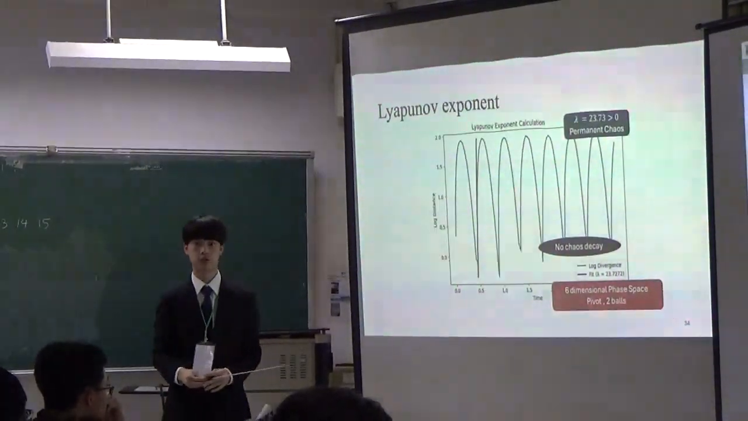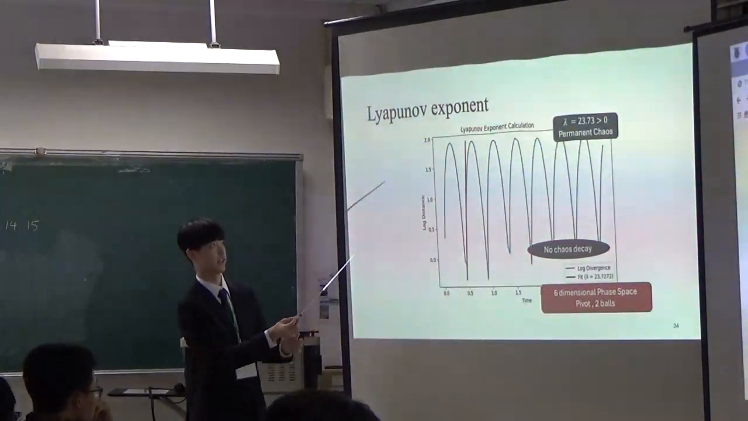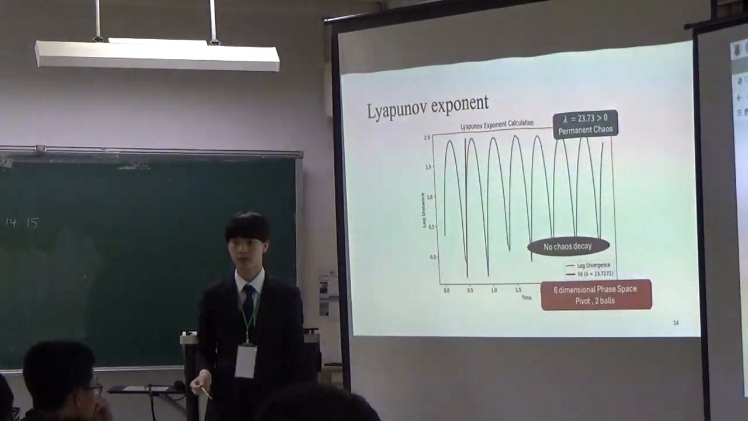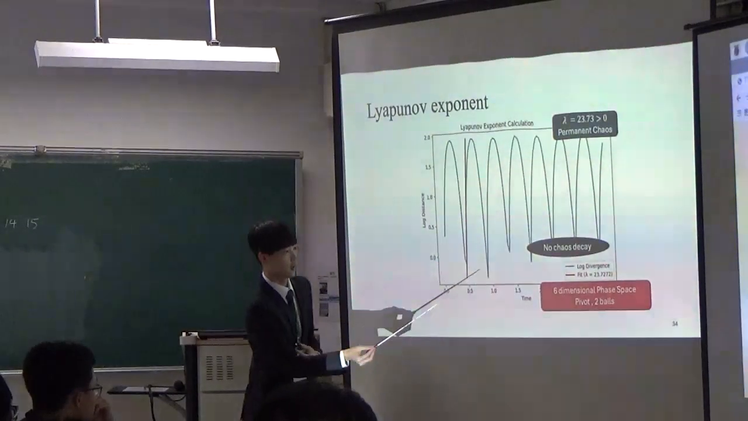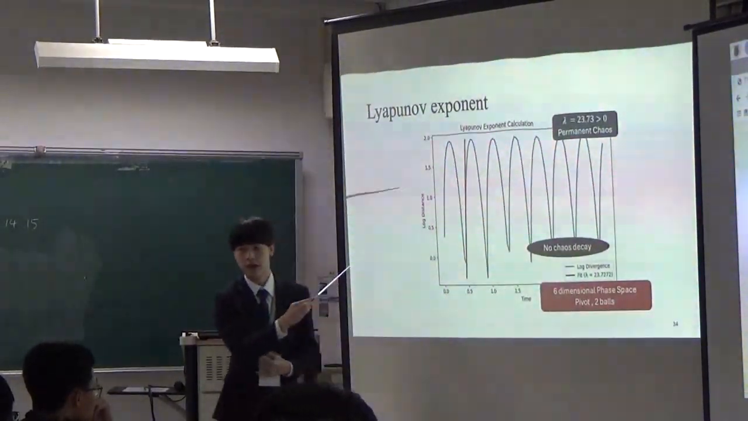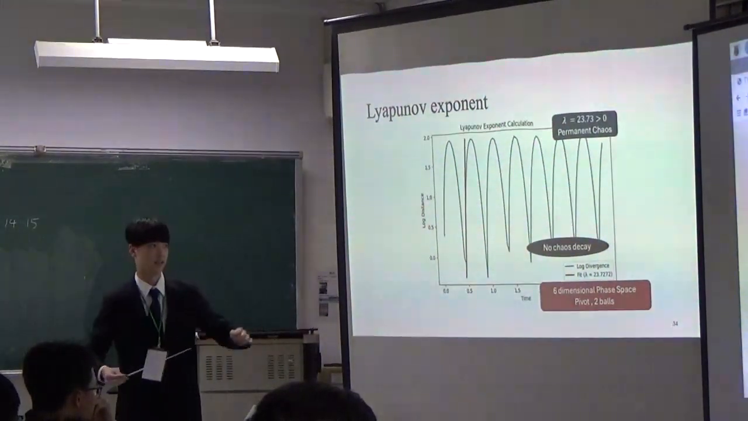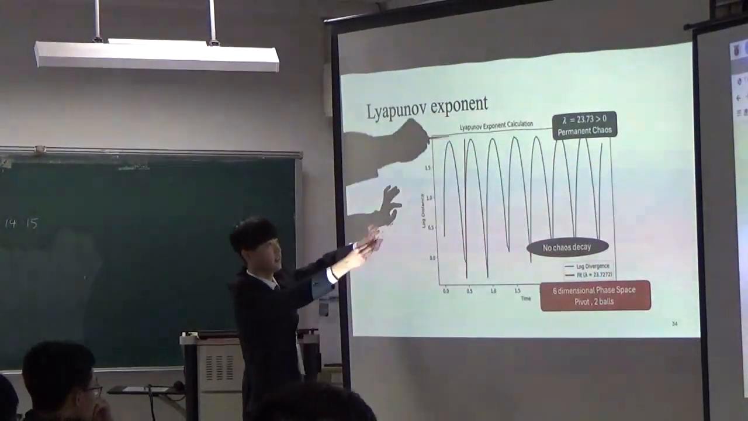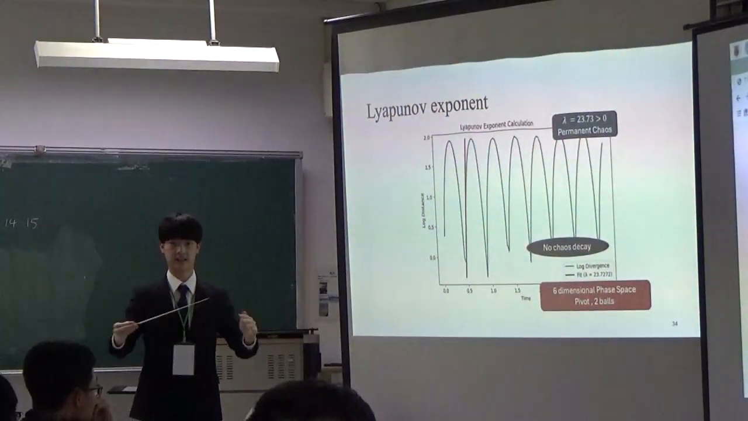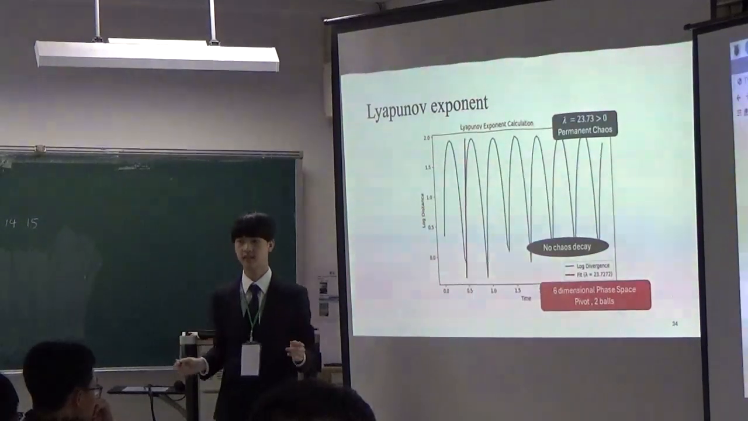Okay, and this is the result of the Lyapunov exponent we calculated. From the previous theory, we can see the slope of the graph is the Lyapunov exponent. And also from this, we can see the chaotic motion will not decay. So it is unceasingly chaotic.